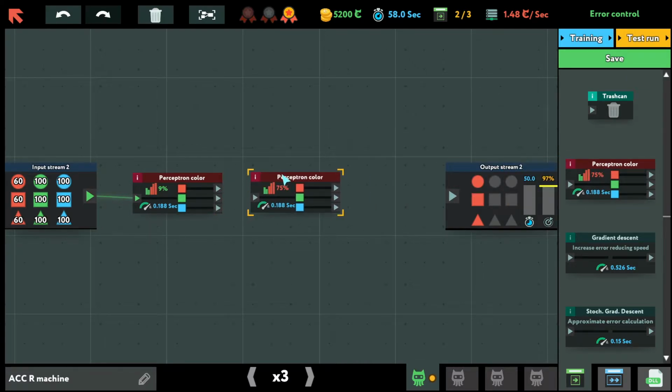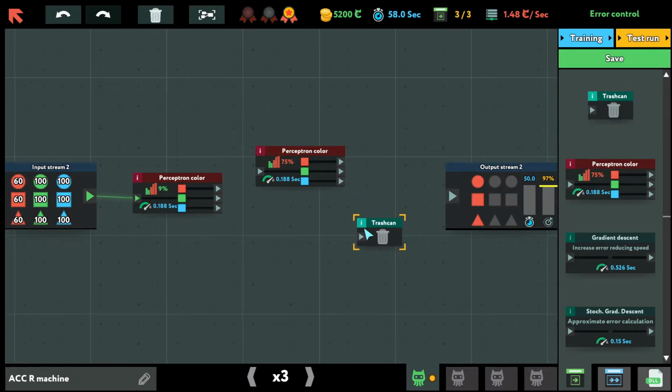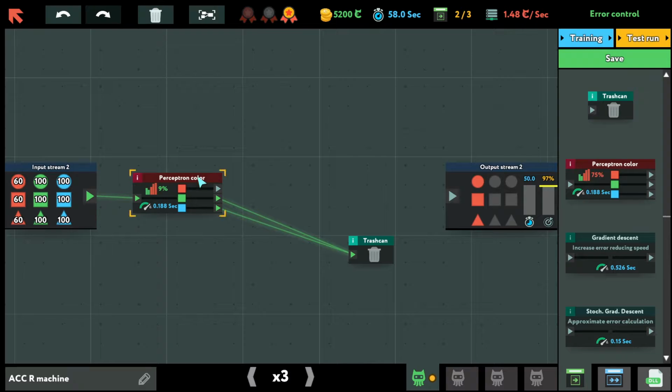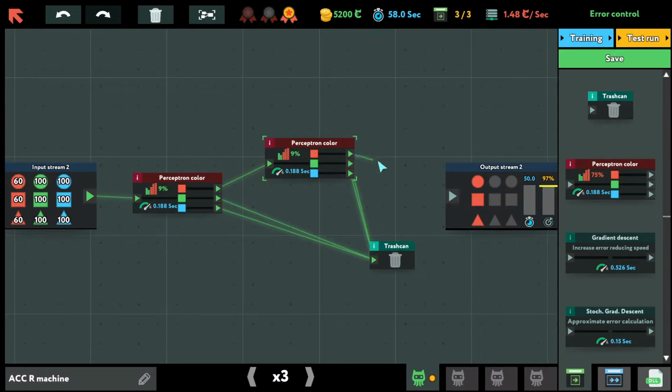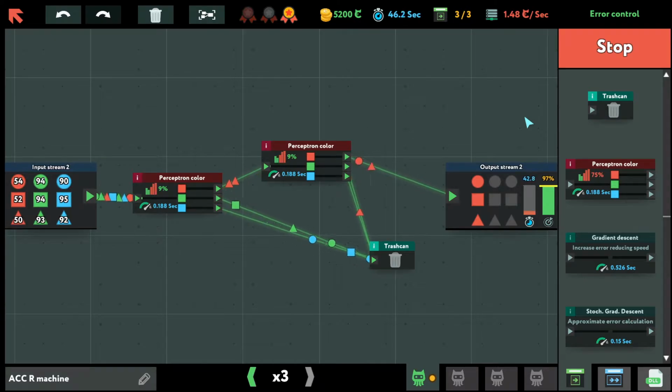I think we're going to do the same trick we did before, where we trash the other colors. Where if both of the layers agree that it's red, then even though we have a 9% error in each layer, because we're processing it twice, it should go down to less than 1%. There's nothing to train, let's test. Looks like it's holding. Alright.